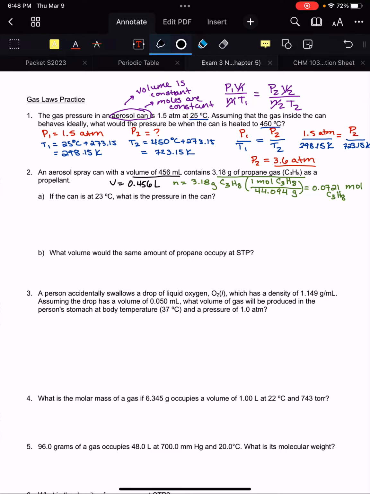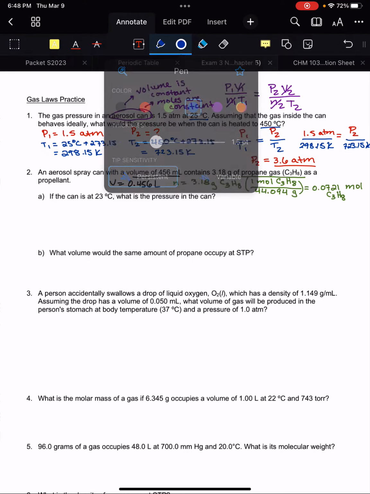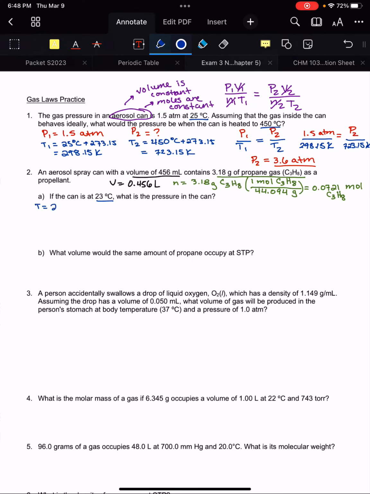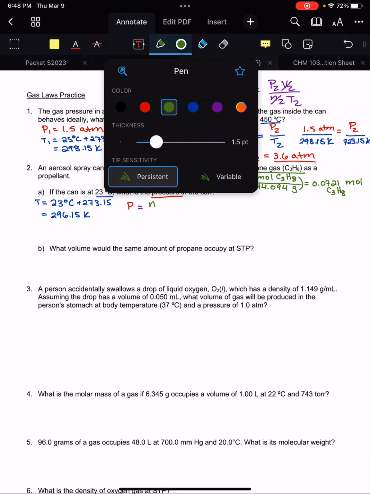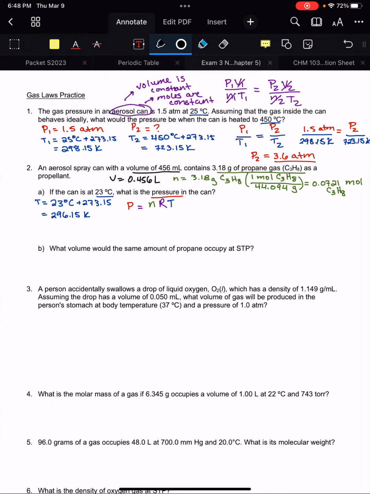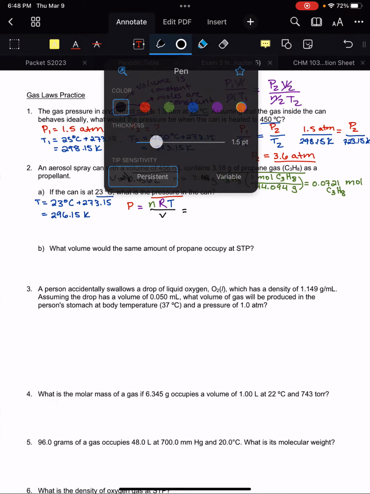Let's look at the rest of the problem. It says if the can's at 23 degrees C, so we know that's our temperature, so we're going to add 273.15 right away. That'll give us 296.15 Kelvin. And we are looking for the pressure in the can. So we always start with PV equals nRT, but in this case we're rearranging to solve for pressure. So pressure is equal to the moles, n, times the gas constant, R, times the temperature, all divided by the volume. So let's plug in all the information we have.